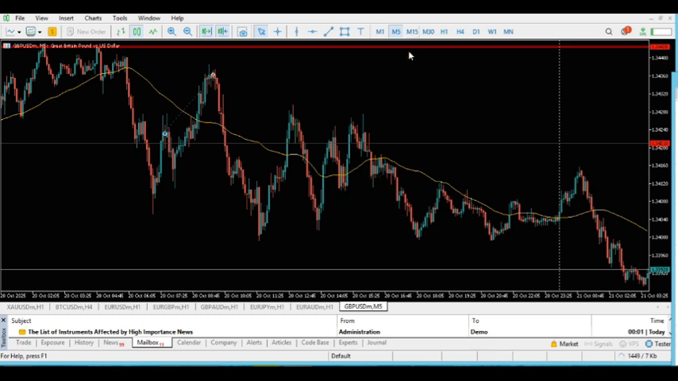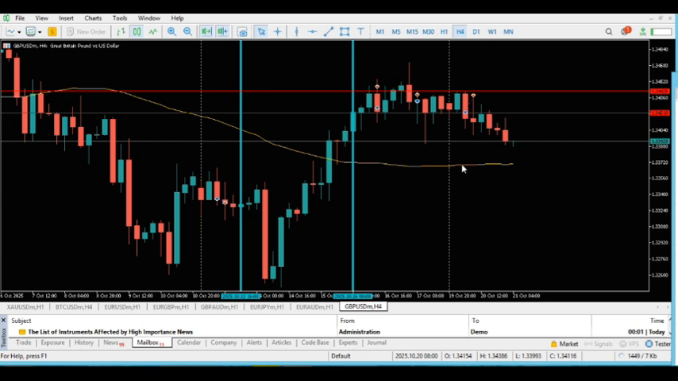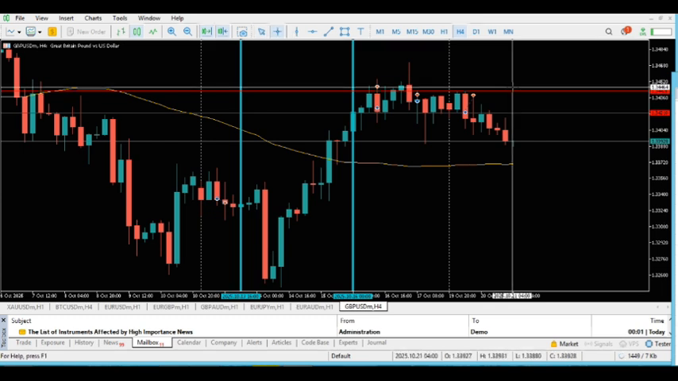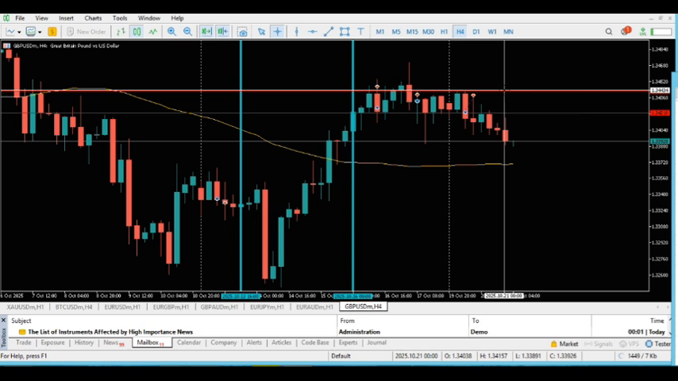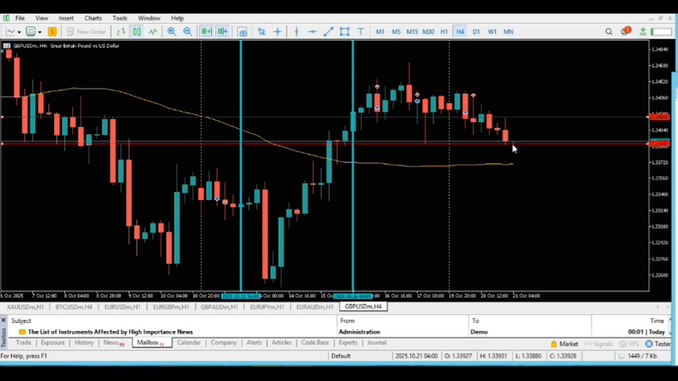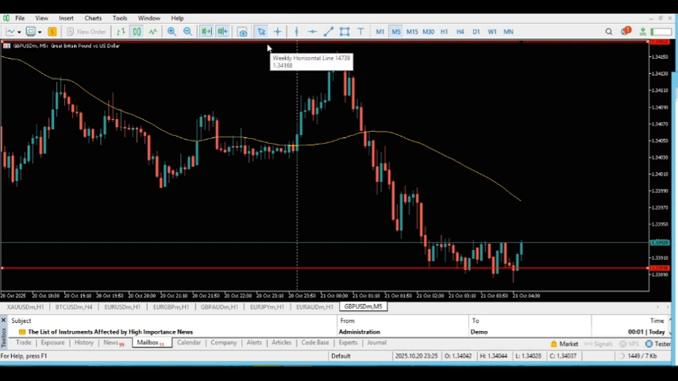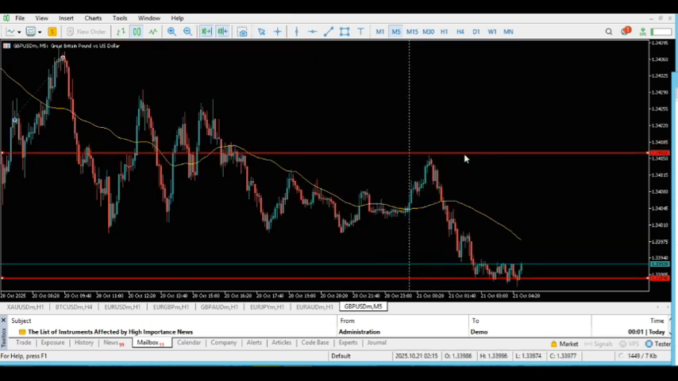Right. Now, let me mark today's candlestick. Like I said, I always like to place 2 trades per day. Okay, this is today's candlestick right here. So go back to the 5-minute time frame. Okay, let me adjust it. So we are now on the 5-minute time frame.